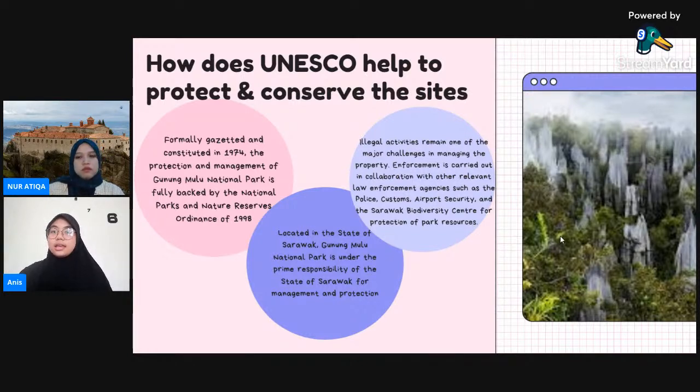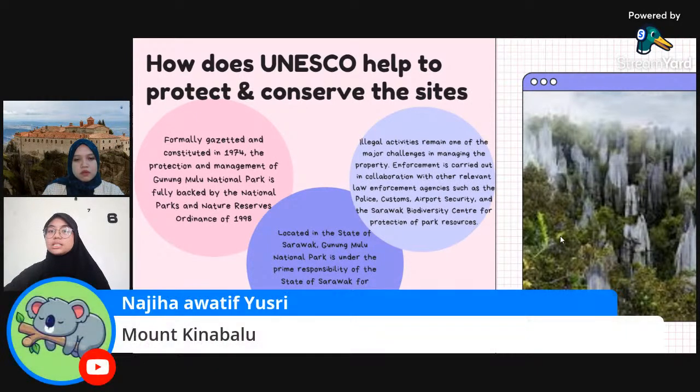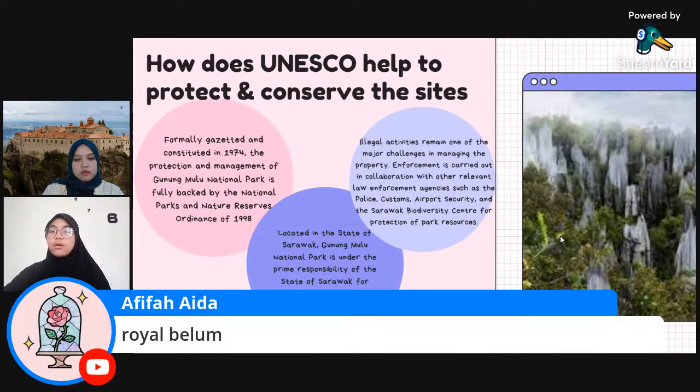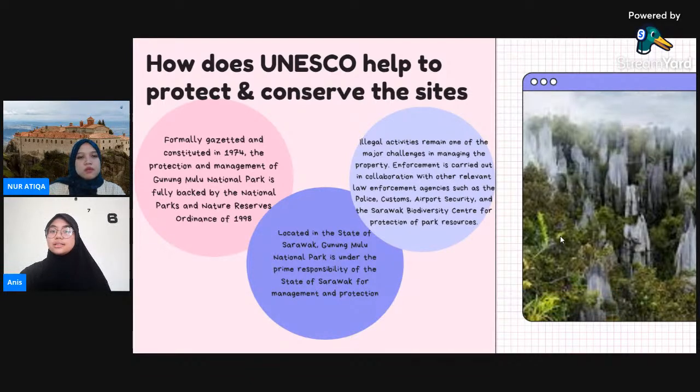Finally, illegal activities remain one of the major challenges in managing the property. Enforcement is carried out in collaboration with other relevant law enforcement agencies such as the police, customs, airport security, and the Sarawak Biodiversity Centre for protection of park resources.